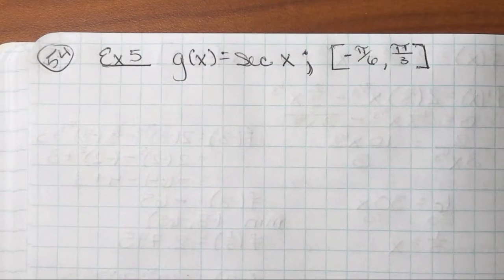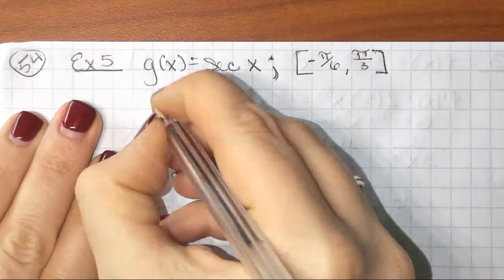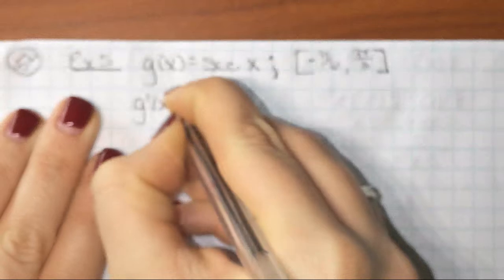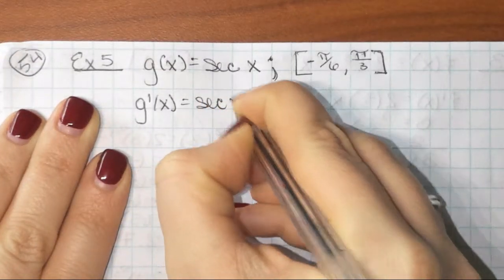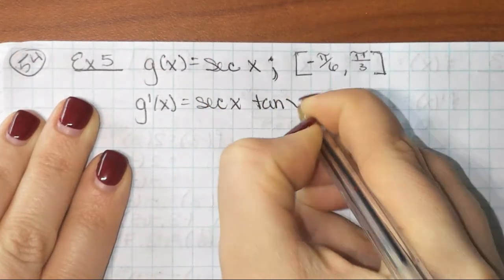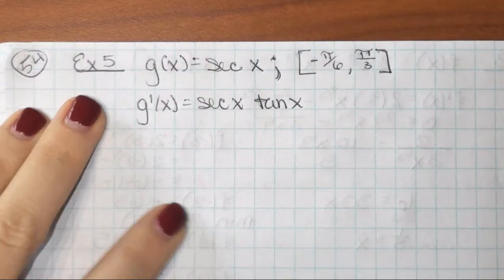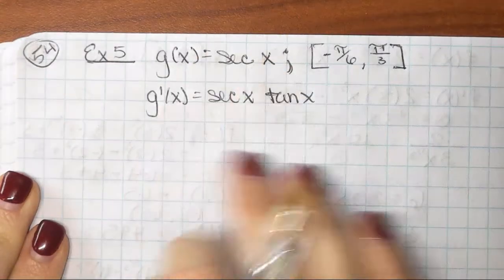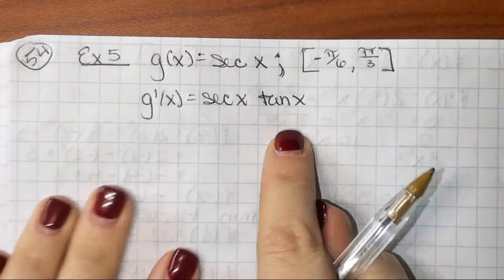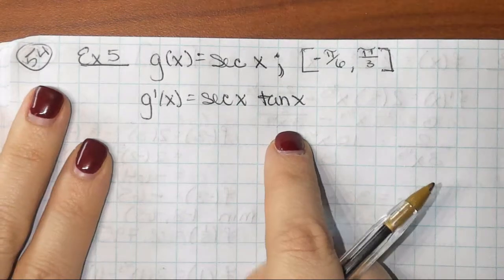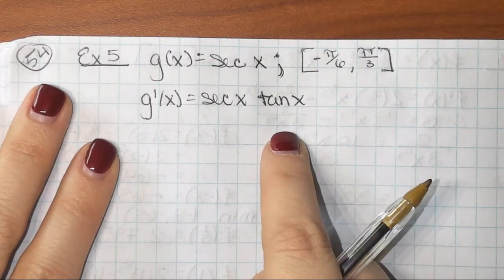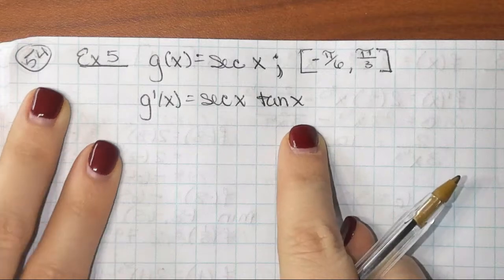So g prime of x in this case is equal to secant x tangent x. Again, we have that written down. You could go back and find it. I'm not worried about you guys getting to that calculus part, but this is why trig quizzes are so important. So what am I supposed to do from here?